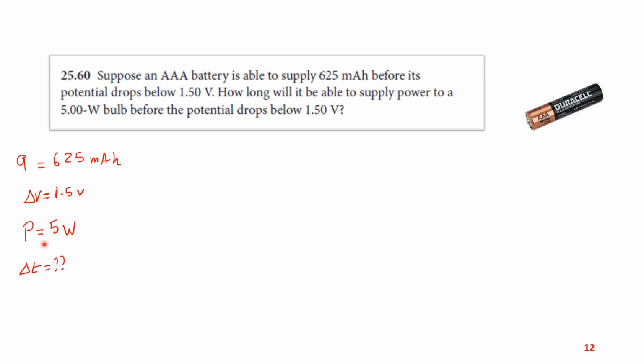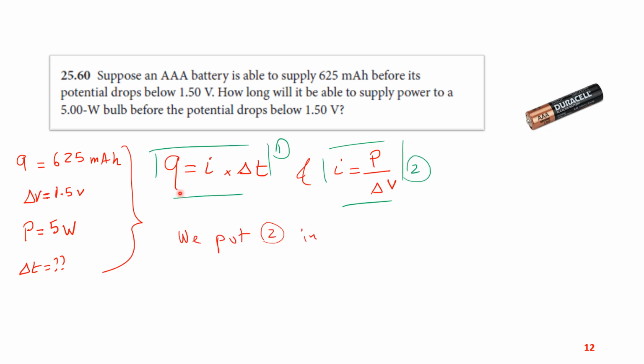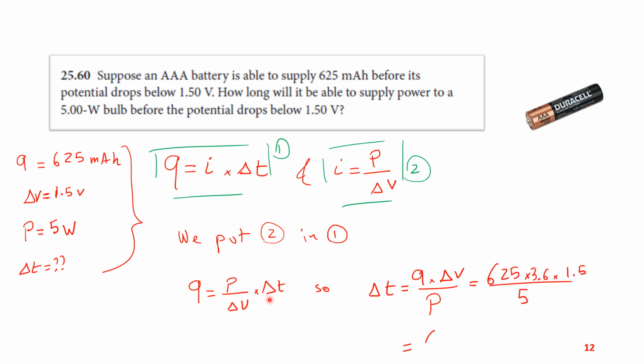So what equation in this chapter connects all these together? Yes, we need to use this equation, of course, where Q, the charge, is equal to I multiplied by delta T. We discussed this in the third slide. And there is another equation that we need to use to solve this question, where I is equal to power over the voltage. So I have to put equation 2 into equation 1, and that's what we have. So Q now is P over delta V multiplied by delta T.